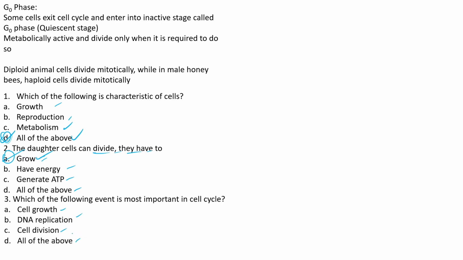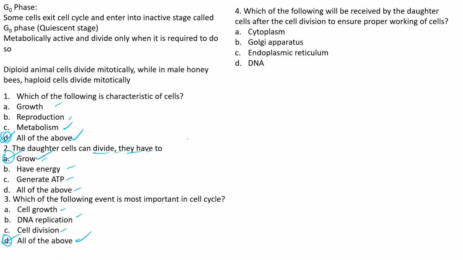We have discussed in the first part of the class the biochemical events. Cell division, cell growth and DNA replication are none other than the biochemical events that we have discussed. All of the above are important for the cell cycle. D is our right answer. The next question: which of the following will be received by the daughter cells after cell division to ensure proper working of cells? Cytoplasm, Golgi apparatus, endoplasmic reticulum, DNA. Exactly. For the proper working of daughter cells, what should ultimately be transferred to them? DNA, because DNA is the genetic material.